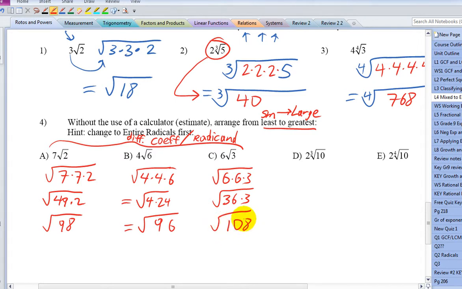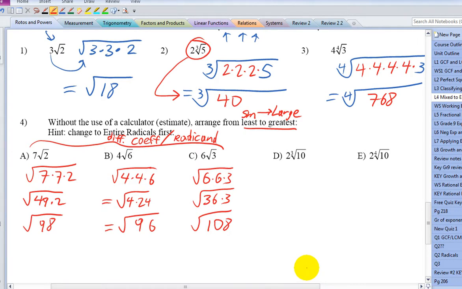Did I do that right? Root 98, root 96, root 108. I hear calculators being touched. I'm not sure why. Maybe we didn't read "without the use of a calculator." Okay. Good. Now these ones are tough because there's a different coefficient and different radicand.